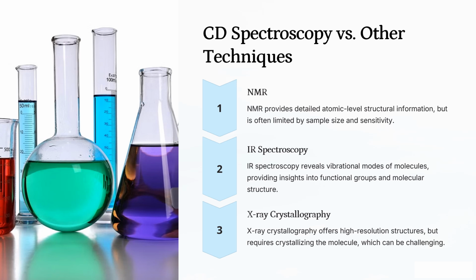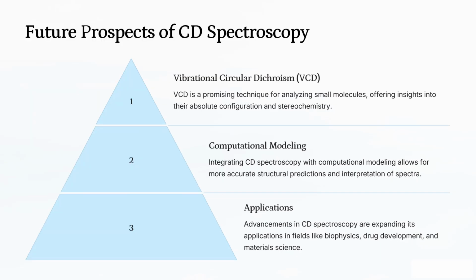As we know, NMR provides detailed atomic-level structural information, but is limited by sample size and sensitivity. Also, it is very costly. Second is IR spectroscopy. It reveals vibrational modes of molecules, providing insights into functional groups and molecular structure. As we saw, it involves everything about the bonds of the molecules. The next thing is X-ray crystallography. X-ray crystallography offers high-resolution structures but requires crystallizing the molecule, which is challenging, especially for biomolecules.